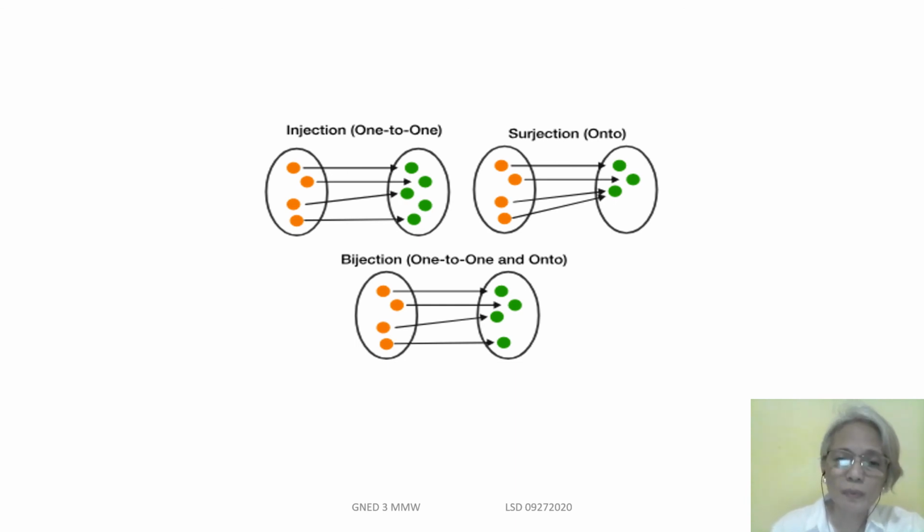Okay? What about a bijection? So, this one is mapped to exactly one, and everyone has a pair or has a pre-image. So, this is the happiest romantic relationship of all, the bijective function.